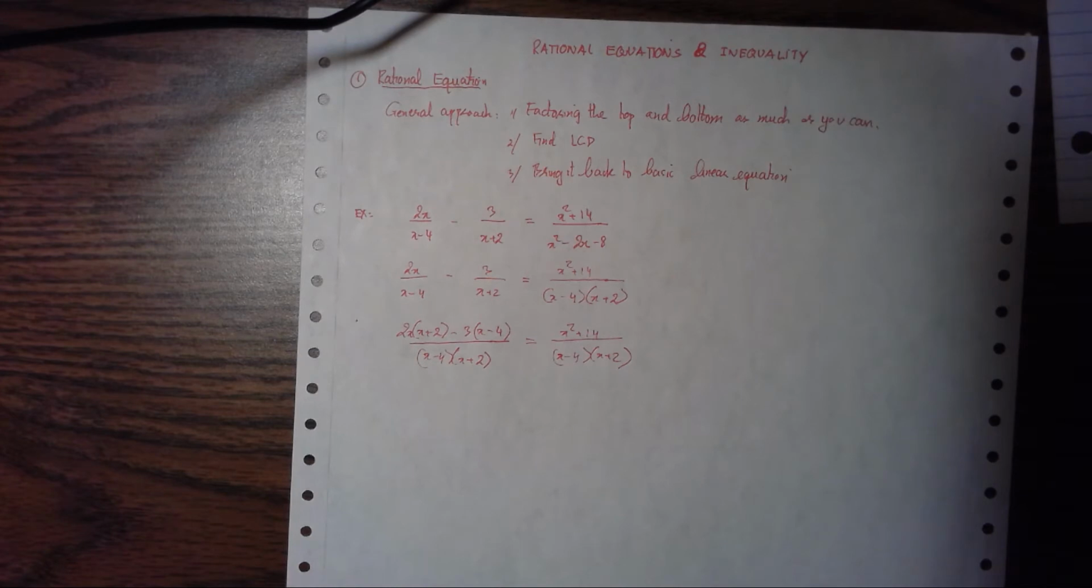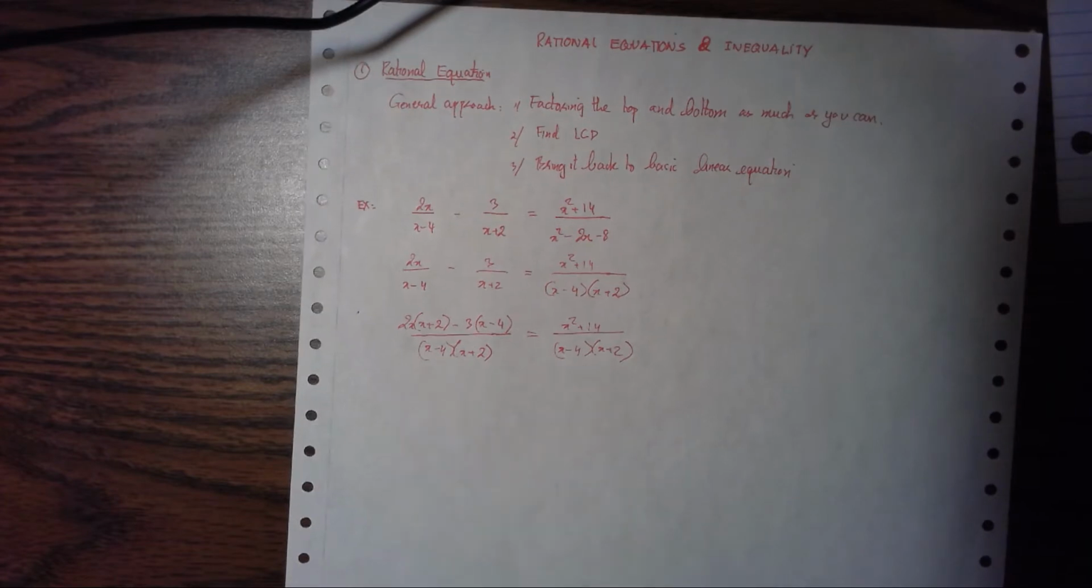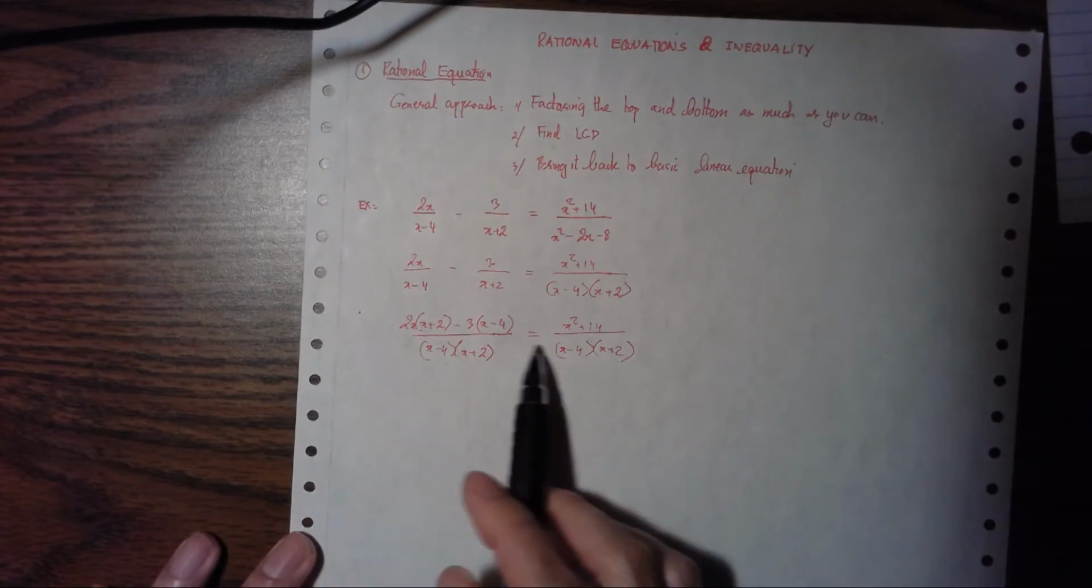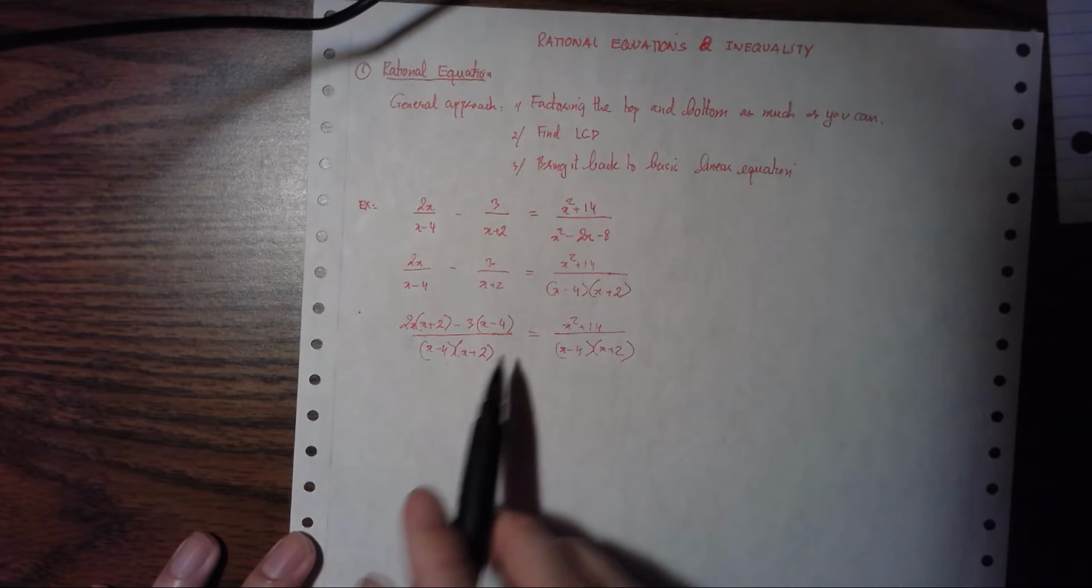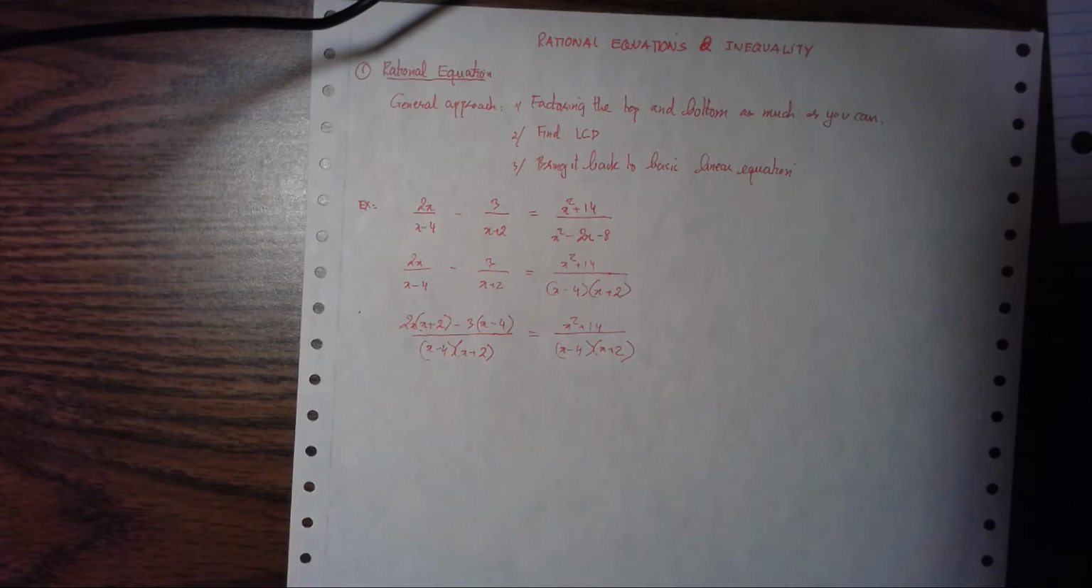Okay, so you see that after I find the LCD, I simplify the equation that has three fractions. Now we have only two fractional expressions, right? And they have the same denominator. That's the most important thing, because with the same denominator you can do so many things.